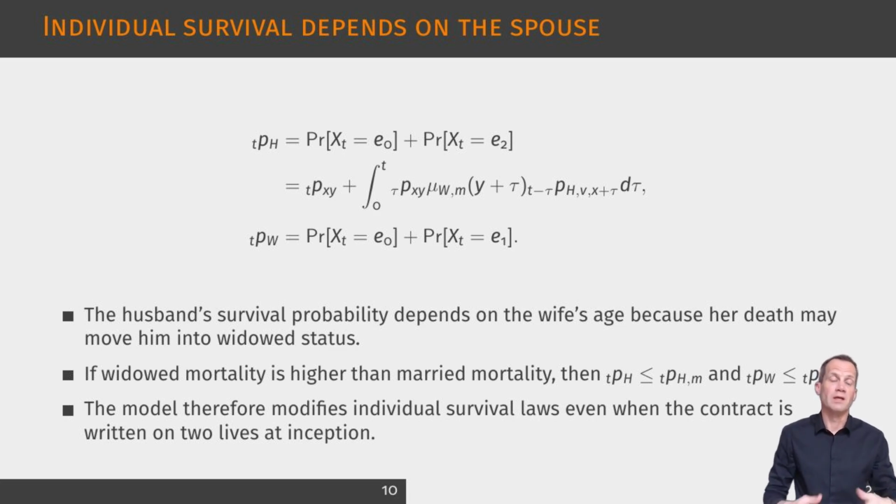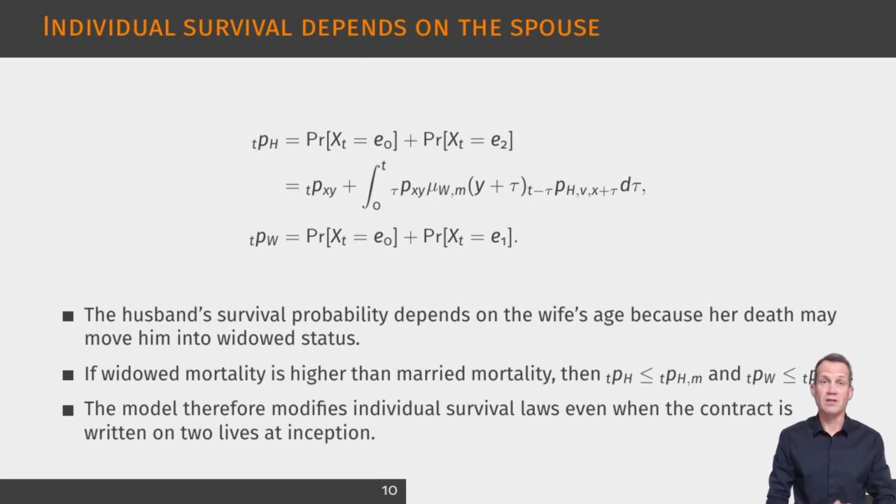If widowed mortality is higher than married mortality, survival after bereavement is lower than it would have been under married mortality. Consequently, each individual survival probability is bounded above by the corresponding married survival probability. This is one of the subtle points of the chapter. Even the marginal survival of one spouse depends on the couple structure.